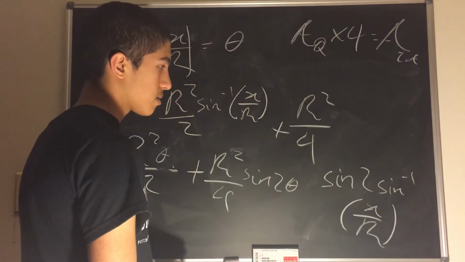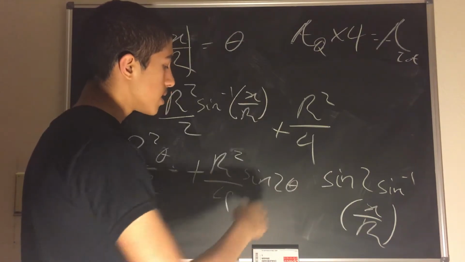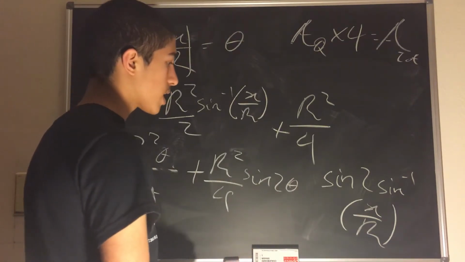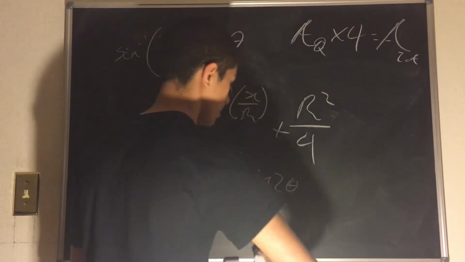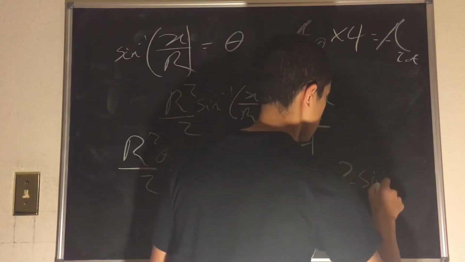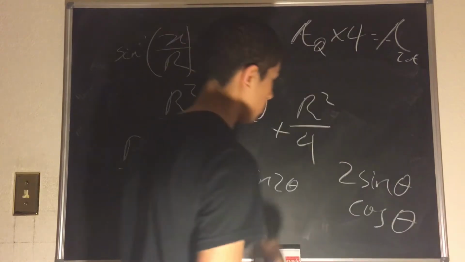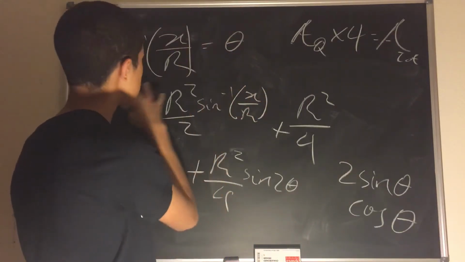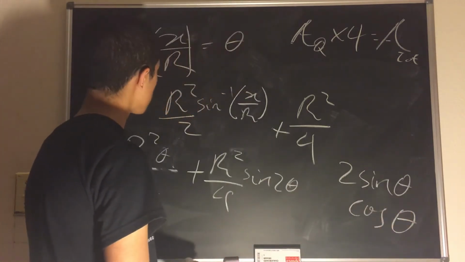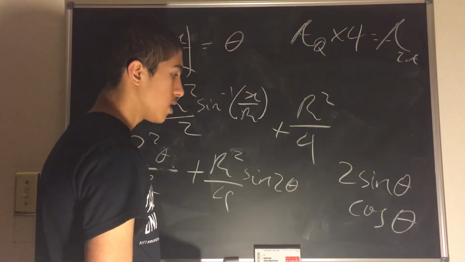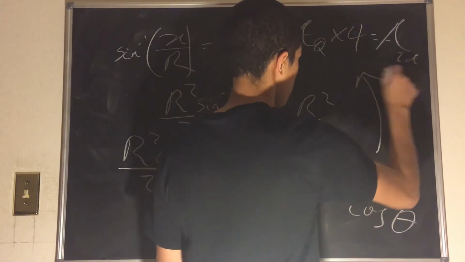So sine of 2 times sine inverse of x by r, how do you evaluate that? Well, sine 2 theta can be rewritten as 2 sine theta cos theta. Theta is equal to sine inverse of x by r, so sine theta is simply x divided by r. So then we have 2 times x divided by r times cos theta.